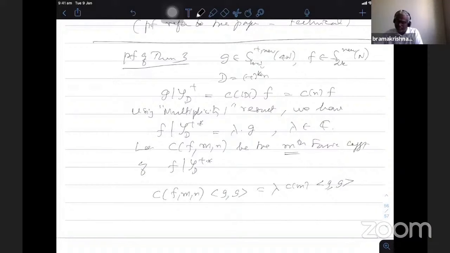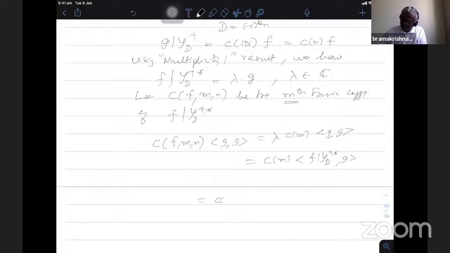I have C of mn is lambda times Cm, and now what I do, lambda times G is f bar S D star. So C of m lambda G I put it inside. This is f bar S D plus star G, and which is equal to C of m. This C is different; this is the coefficient of G. Okay, S D star is adjoint to the Shimura map. Therefore, this is f comma G bar S D plus.